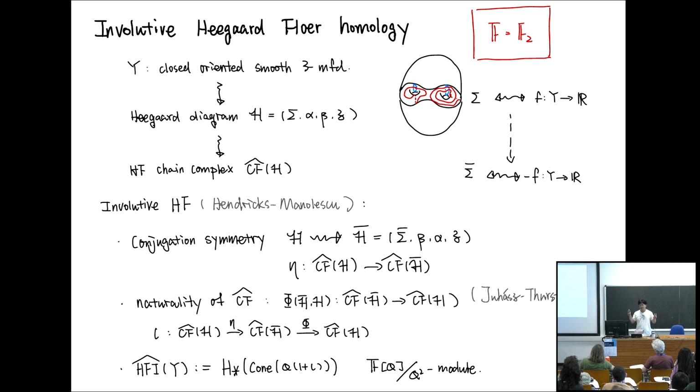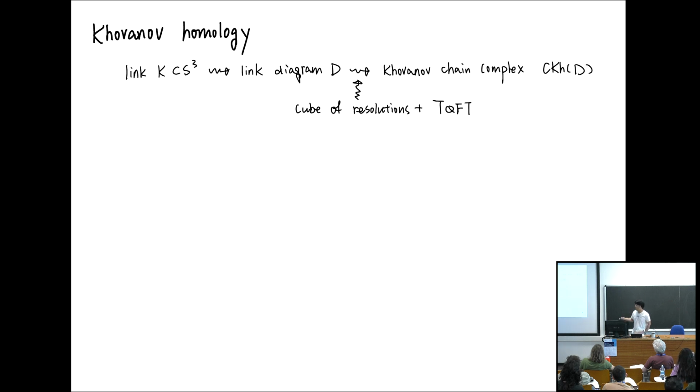We want to mimic this construction in the setup of Khovanov homology. But before talking about involutive Khovanov homology, let me do a very brief recap of what Khovanov homology is. I'm sure most of you know what that is, but if you're starting from a link K, then the first step of defining it is that you also need to pick a very non-canonical choice, the link diagram D for this link. After that, you run the usual process: you take a cube of resolutions and apply the Khovanov TQFT, and then you get the Khovanov chain complex, denoted CKh of D.